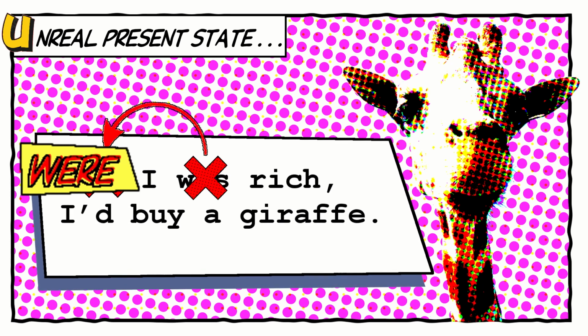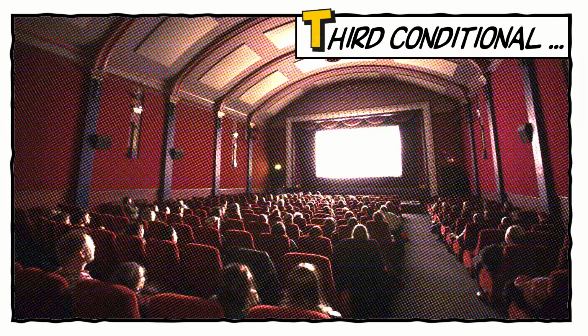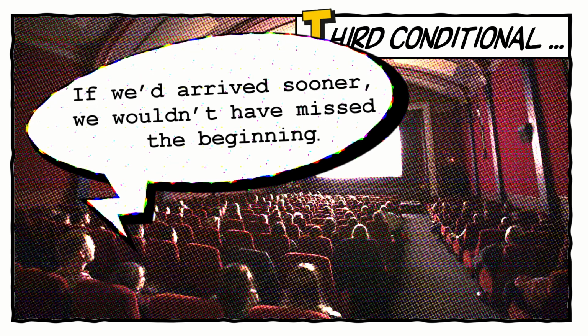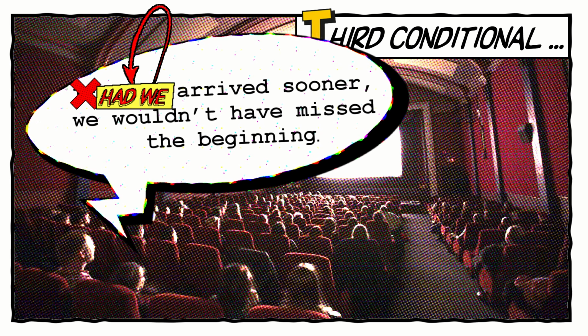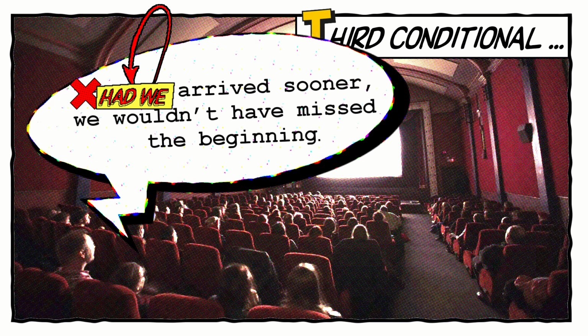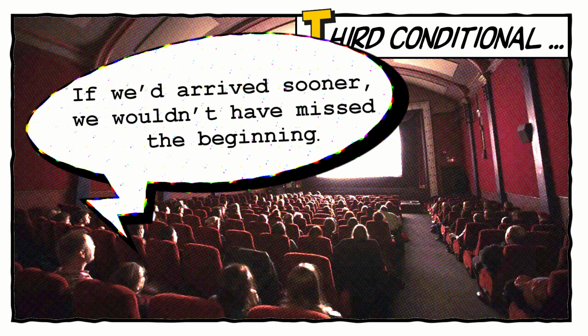Okay, on to the third conditional. Let's start with our third conditional example. If we'd arrived sooner, we wouldn't have missed the beginning, and we'd understand what is happening. To invert this, you need to remove if, invert the subject and the auxiliary, that's the had bit. Had we arrived sooner, we wouldn't have missed the beginning and we'd understand what is happening. Okay, all good.